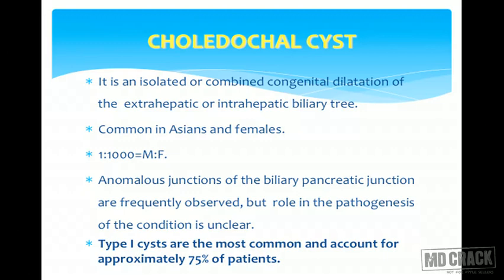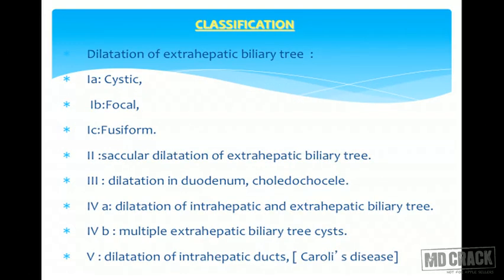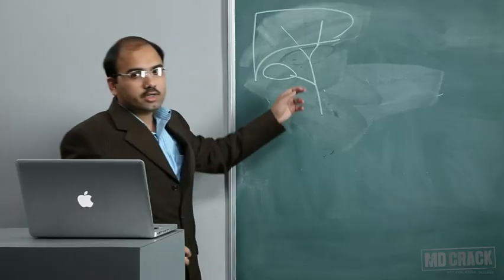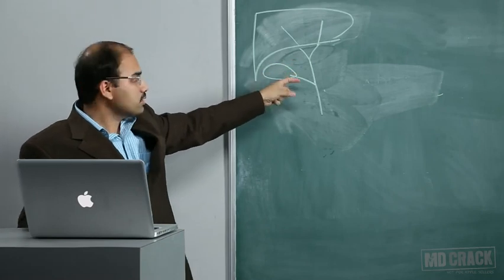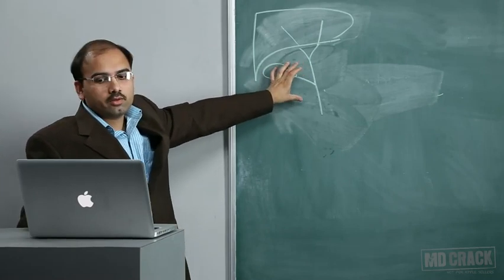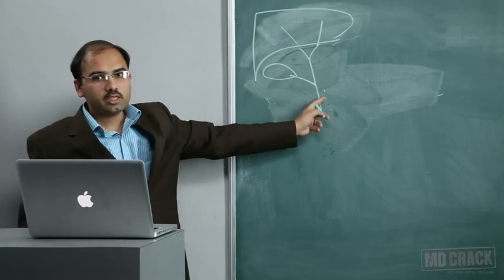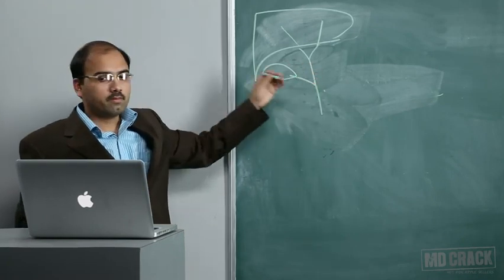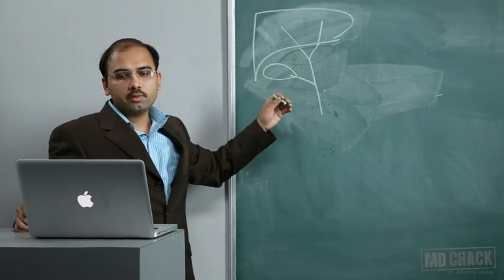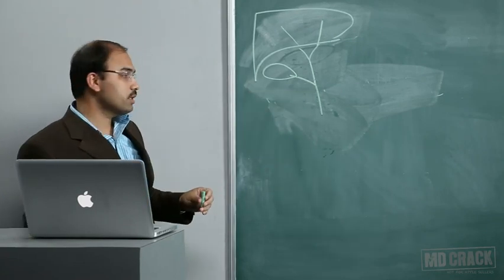We'll see the classification in detail. We'll see now the various classifications of this system. The biliary tree is depicted by this. In type 1, there is dilatation of the extrahepatic biliary tree, which will be cystic. So this area is involved, and the dilatation will be cystic, focal or fusiform. In type 2, there will be saccular dilatation of the extrahepatic biliary tree.